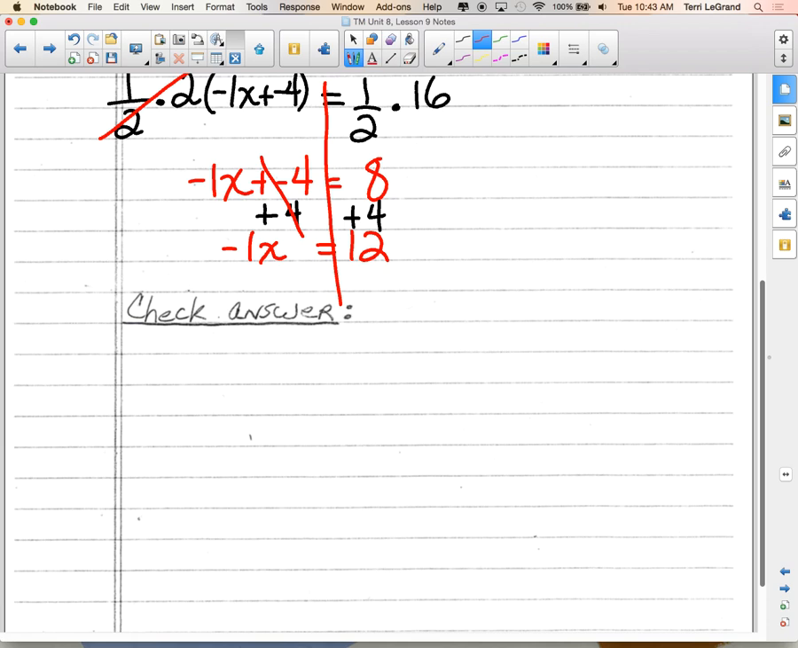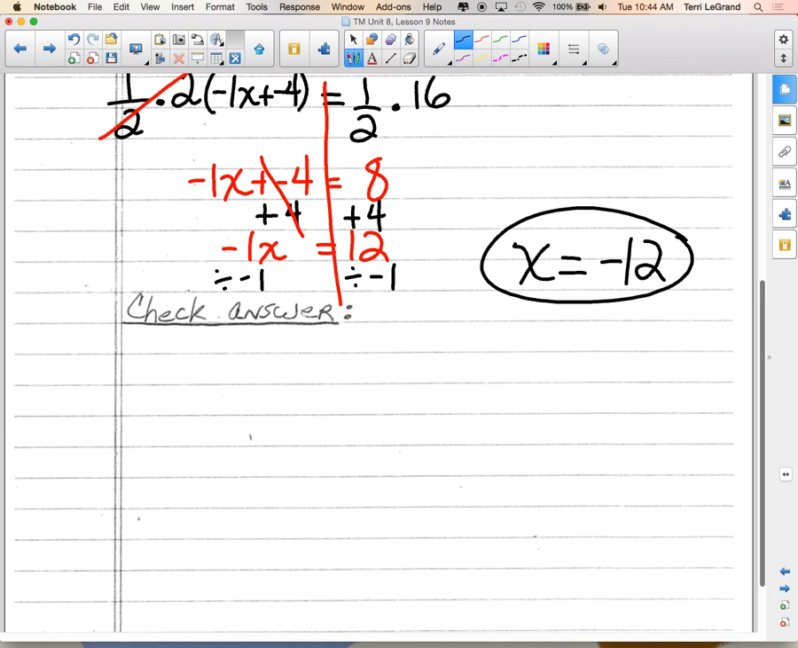Are we done? No. What do we have to do? Divide by negative 1. I thought I heard the word 2 in there, and I was like, I don't think we can divide 2 something. Divide by negative 1. I must have been writing kind of big. I ran out of space. So I'm going to come over here and say x now equals negative 12. A positive divided by a negative is a negative, and 12 divided by 1 is 12. Our solution is negative 12.